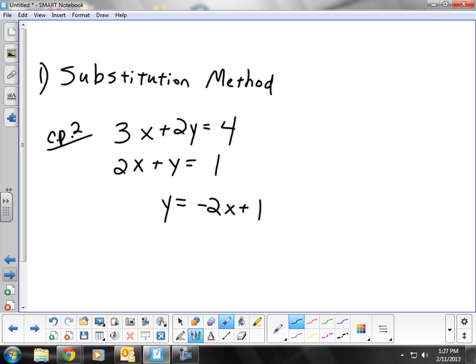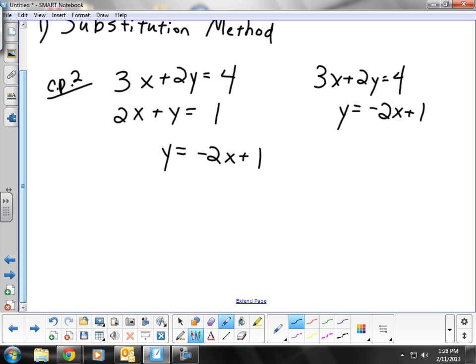Now I'm going to tell you, if it was a test, the only time I would use the substitution method is if they had given this to me so that the top one was just like it was, but the bottom one was already solved for a variable. That's the only time I'd use substitution method, if it was already in that form. I wouldn't solve it to that form.